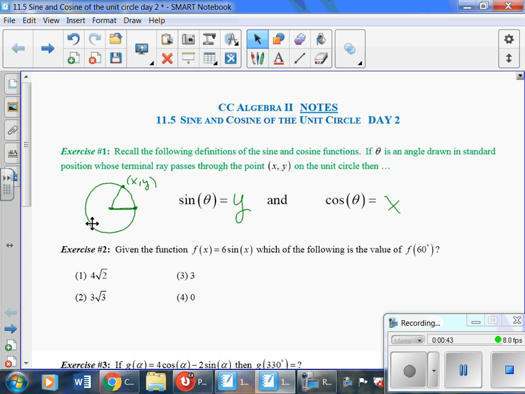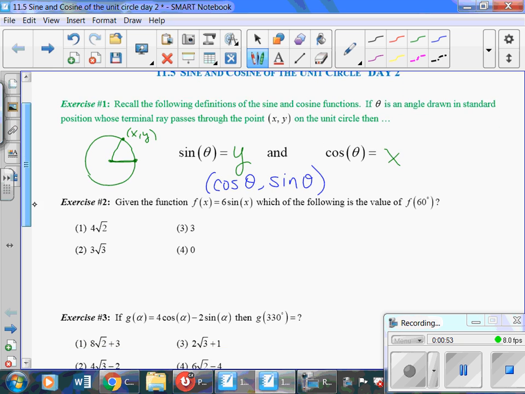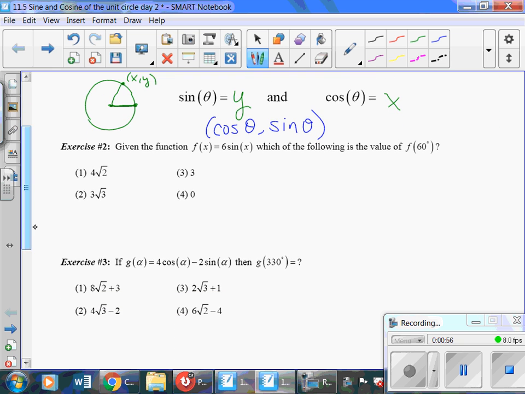Again, I told you how I remember that: it's in alphabetical order, cosine, comma, sine. All right? So moving on to exercise 2. Given the function f of x equals 6 sine x, which of the following is the value of f of 60? So remember what this means. Function notation means f of 60 is going to substitute 60 in for the x, so it equals 6 sine of 60.